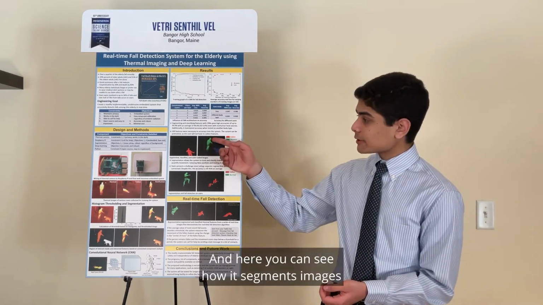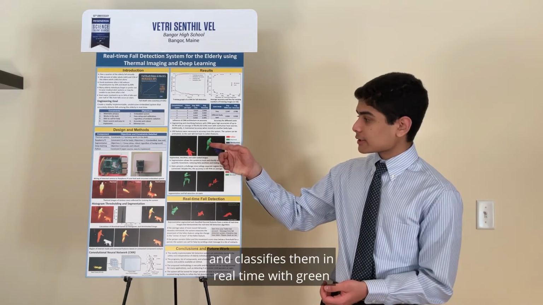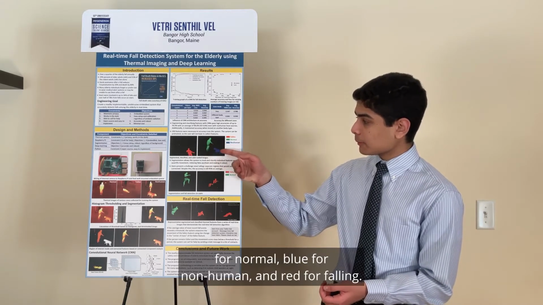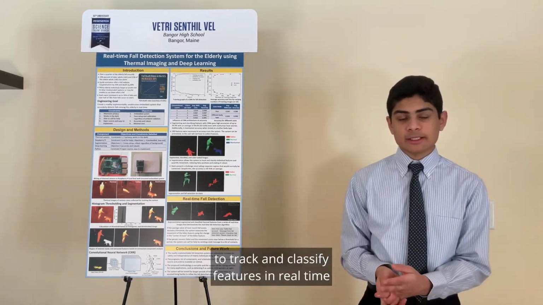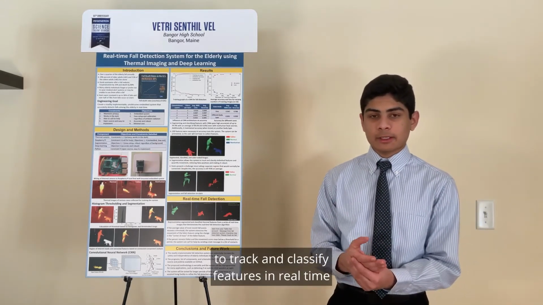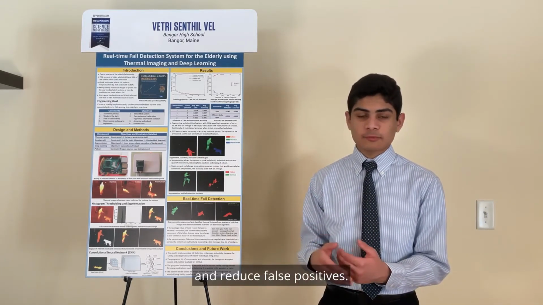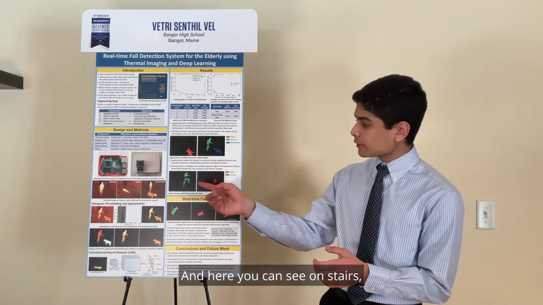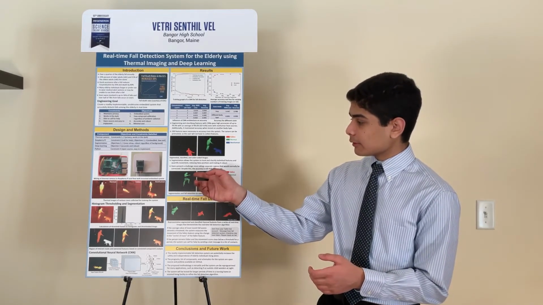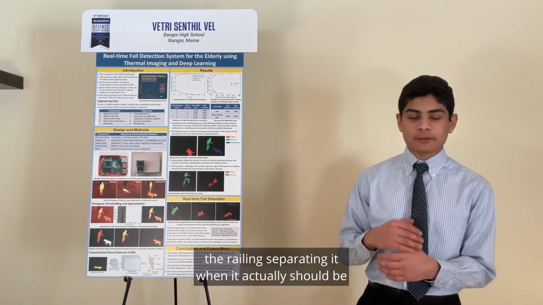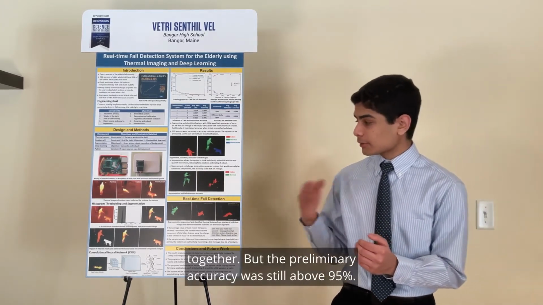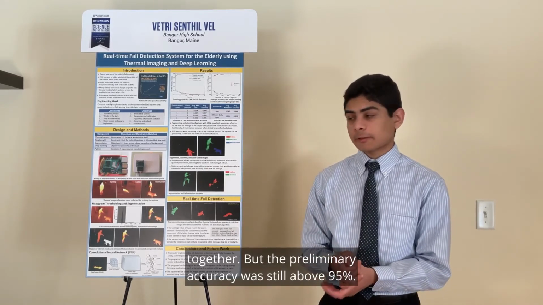And here you can see how it segments images and classifies them in real time, with green for normal, blue for non-human, and red for fallen. This allows the system to track and classify features in real time, and I use it to quantify movement and reduce false positives. And here you can see on stairs, I tried fall detection, but there was a challenge of the railing separating regions that should be together, but the preliminary accuracy was still above 95%.